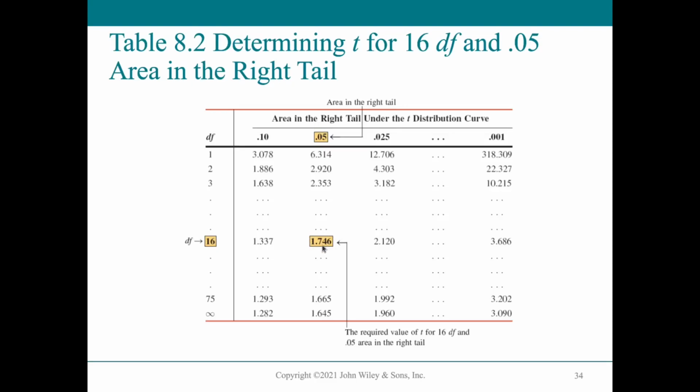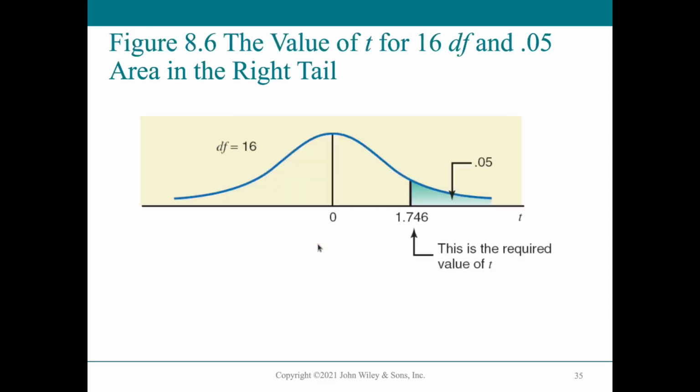That's the point t on the number line, 1.746. To give you a proper look, these are the values of t here. The area underneath is 0.05, so this area here is 0.05. This is from the header. The degrees of freedom is 16, and we are looking for this point, 1.746. So that's one of the main differences when we look at the z table, the normal distribution table, and the t table.